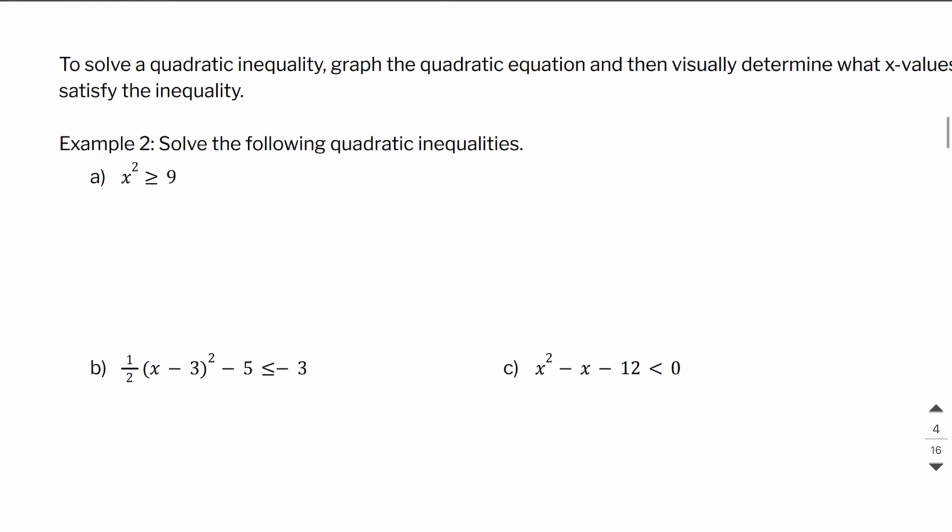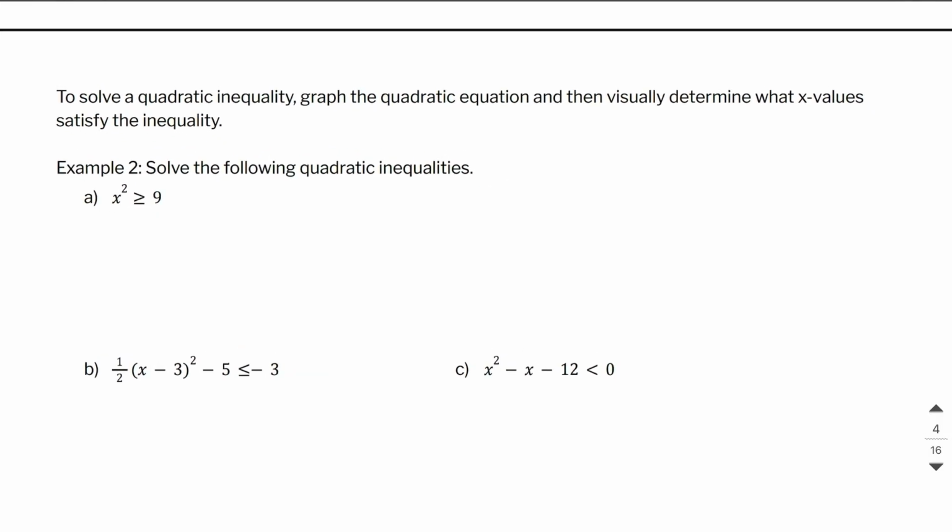All right, so this right here says to solve a quadratic inequality, graph the quadratic equation, then visually determine what x values satisfy the inequality. So in this first example, question A right here, x squared is greater than or equal to 9. I'm going to want to graph out the parabola y equals x squared. And we know y equals x squared is just the most basic parabola. It looks like this right here. And I want to know where it's going to be greater than or equal to 9. So right here, I can take a look at this, and this is where 9 is. So I want to know, at what x values is it going to be greater than or equal to 9?